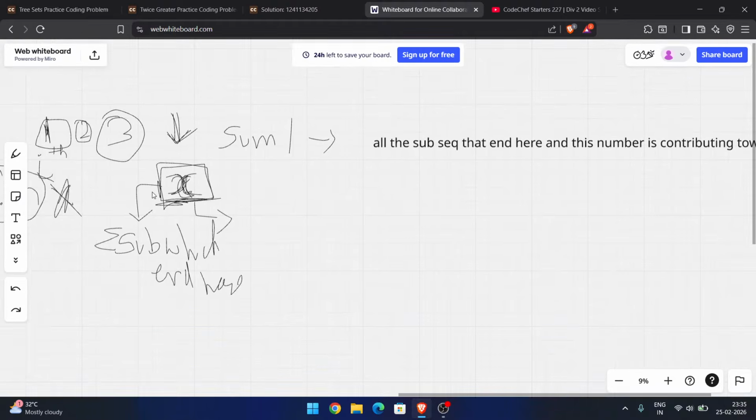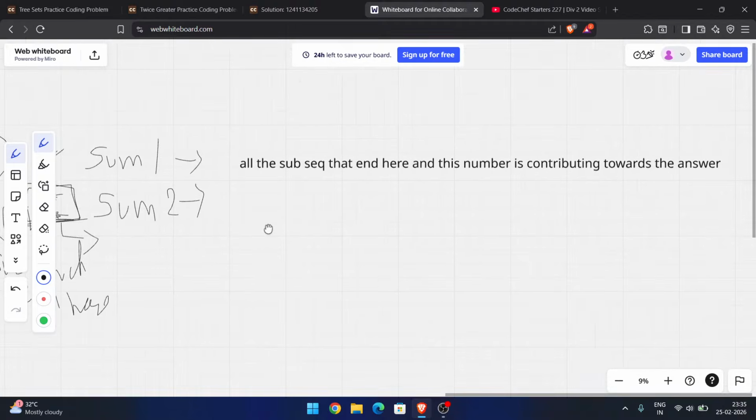Okay, so now one thing is this. What are the other subsequences to which this would be contributing? The others would be the ones starting from here. So if we have calculated all the subsequences which are ending here, what remains? The subsequences which are starting from here. So let's name it sum2. All the subsequences which are starting from here.